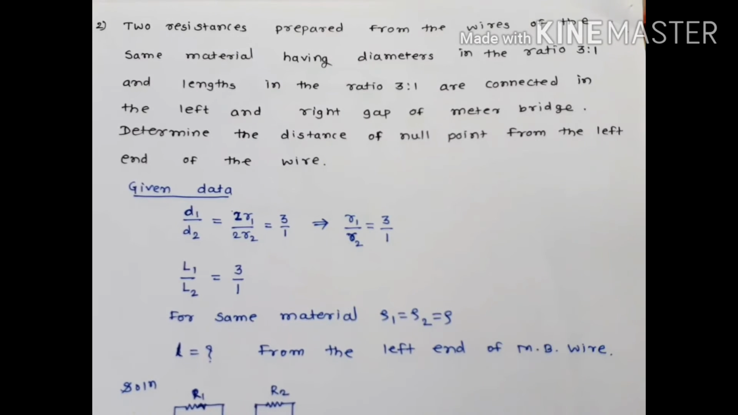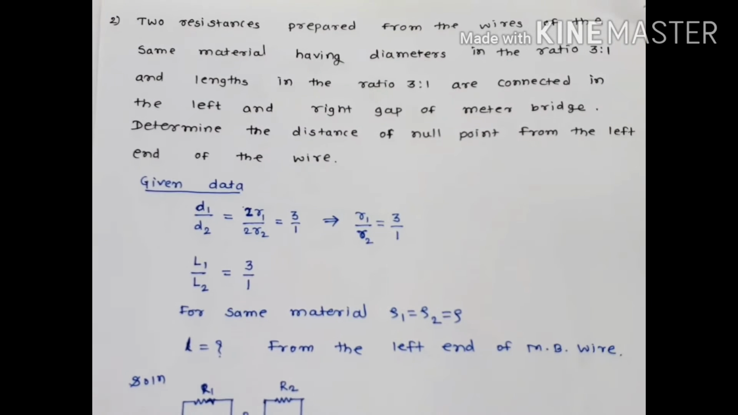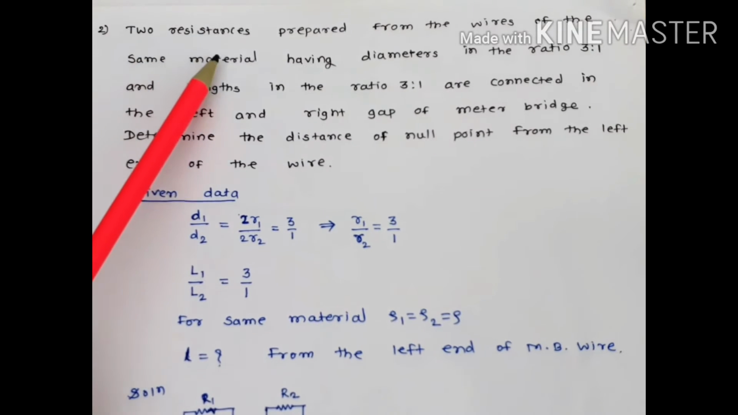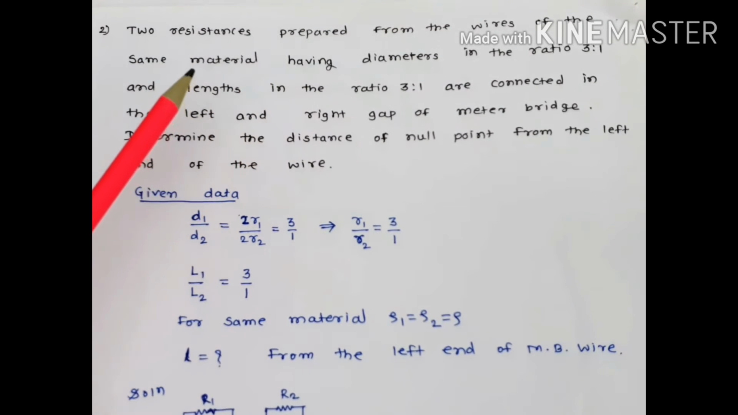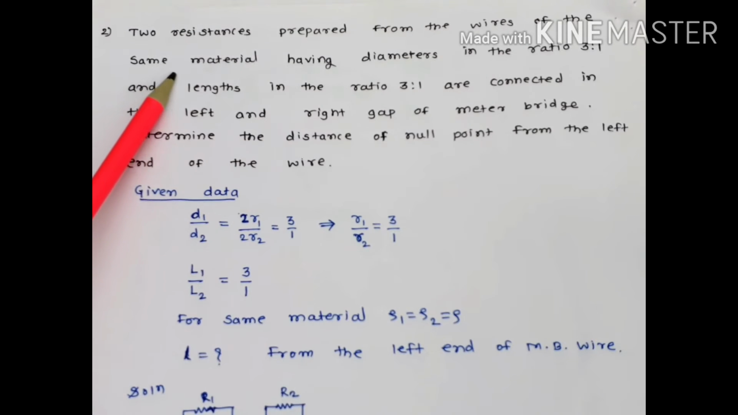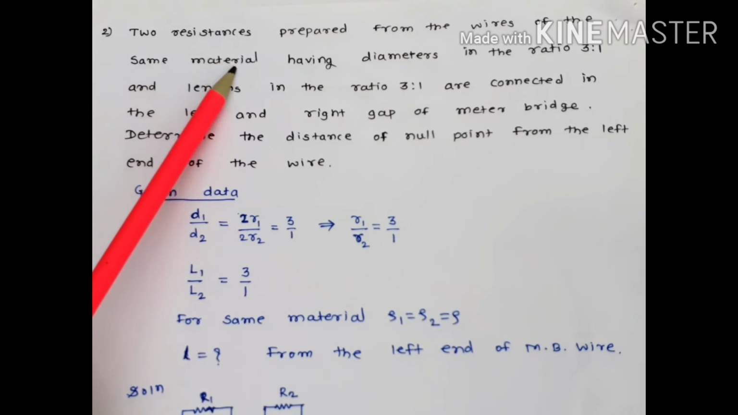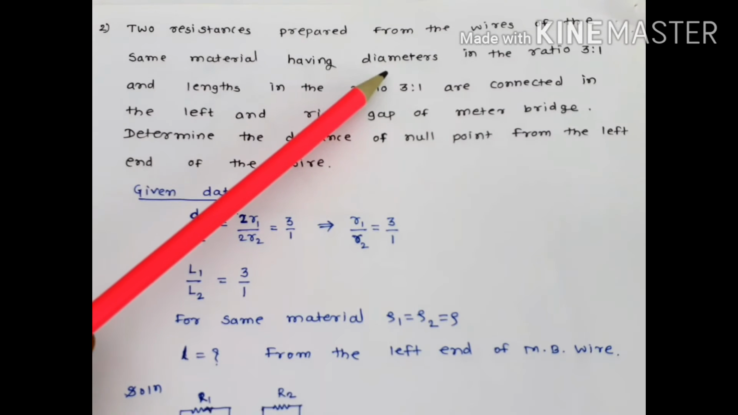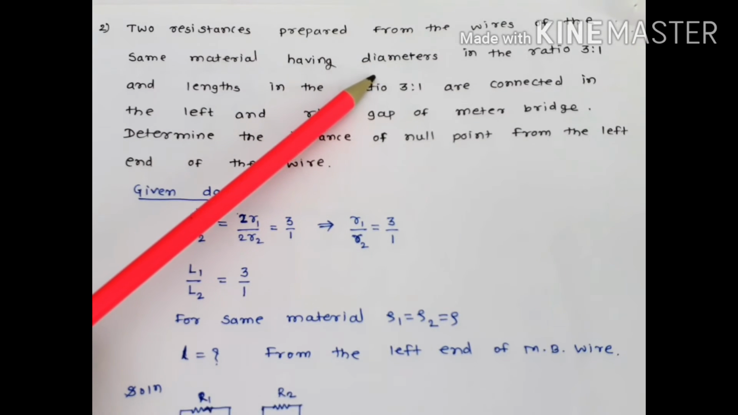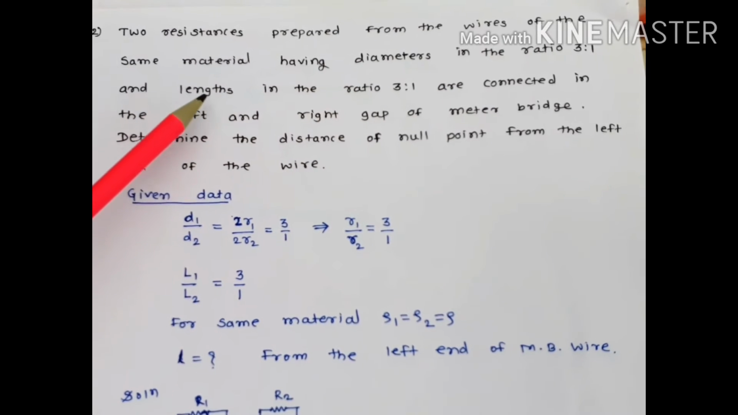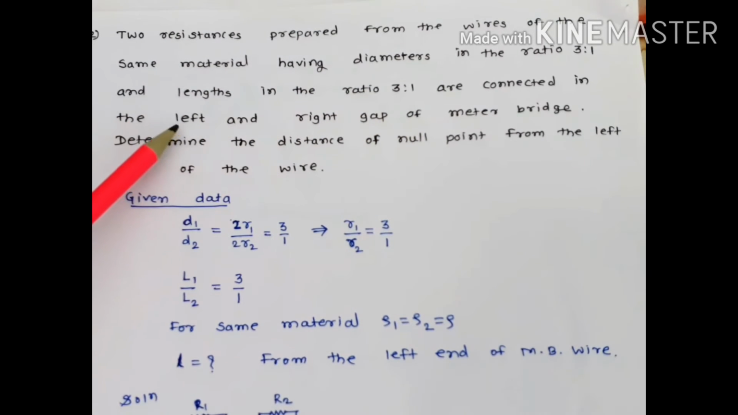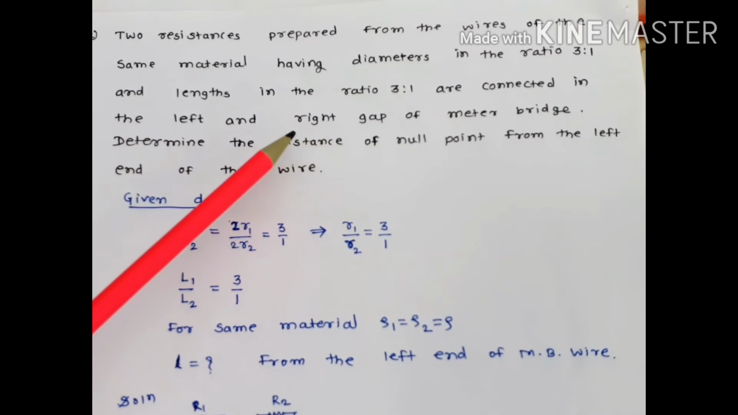See the next problem based on the meter bridge. See the problem. The two resistances prepared from wires of the same material. These words are very important words. Having diameters in the ratio 3:1 and lengths in the ratio 3:1, they are connected in the left and right gap of meter bridge.